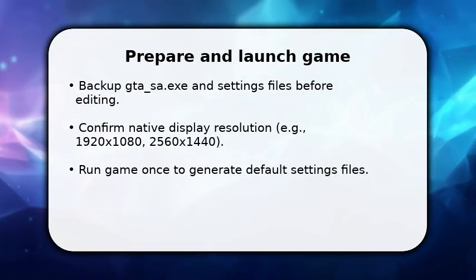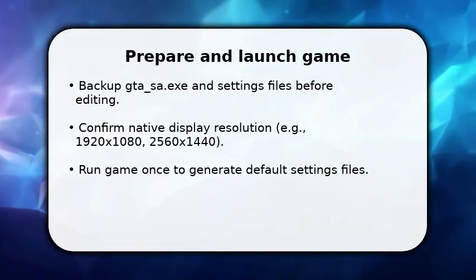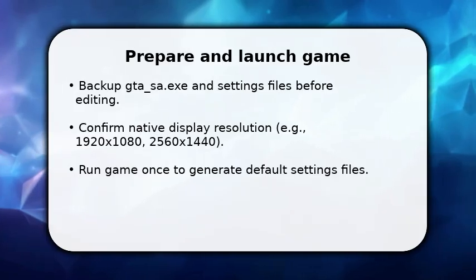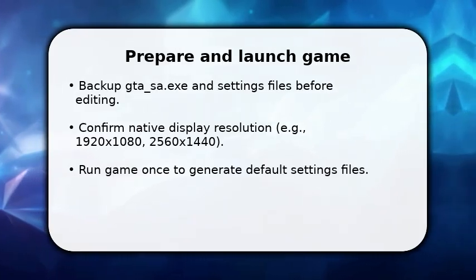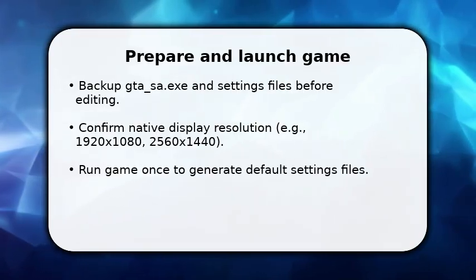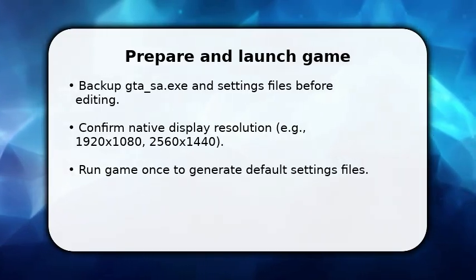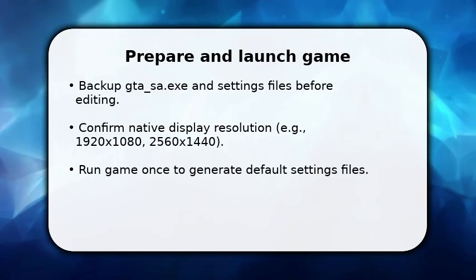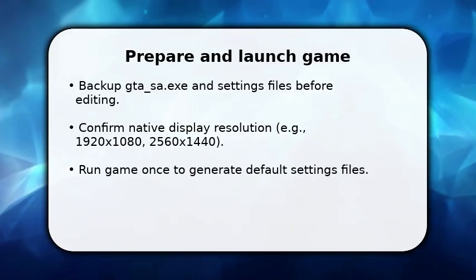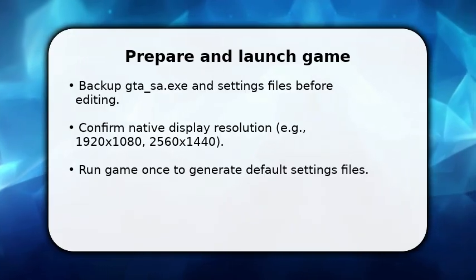You start by closing any overlays and backing up GTA San Andreas plus your save folder. This prevents accidental corruption. Once done, check your monitor resolution in Windows display settings and note the width and height numbers. Next, run GTA San Andreas once to create or update the settings files the widescreen tools will modify. This initial launch ensures the game has baseline configs so edits take effect.